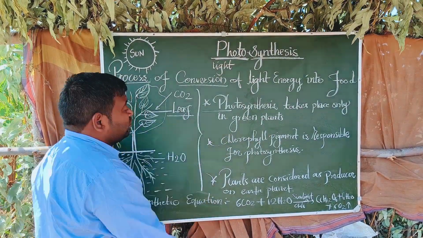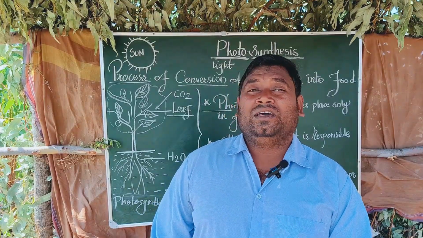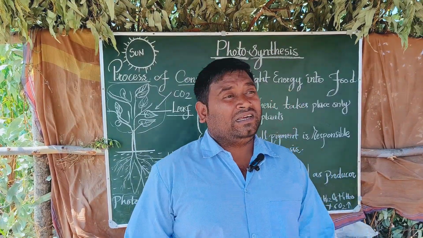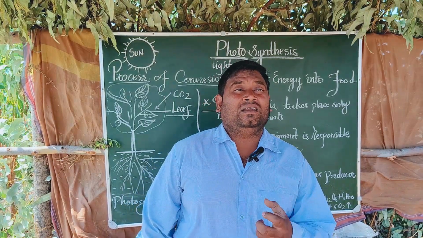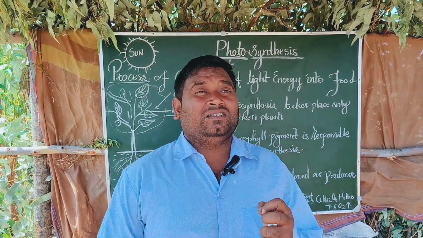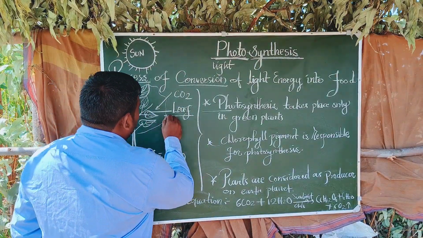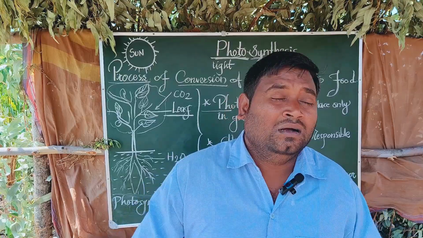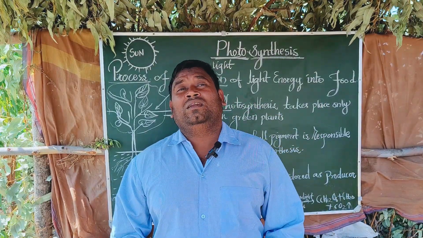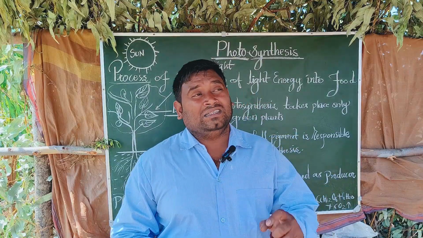Let's understand how this takes place. Generally the plant should be a green plant, and as you know, the green leaf is completely green colored. And why are they green? They are green because of the chlorophyll pigment. Where is the chlorophyll present in plants? Especially in the leaves.